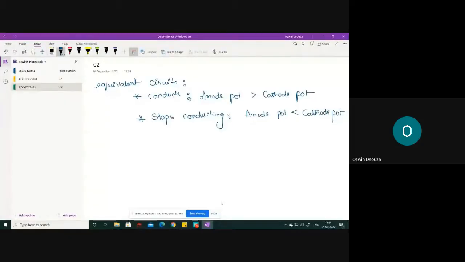What do we mean by anode potential is greater than cathode potential? It simply means that the anode is at a higher potential compared to the cathode. On the other hand, for the non-conducting state, your anode should be at a lower potential compared to the cathode. So the diode has two states, conducting state and non-conducting state. Based on these, you can plot the VI characteristics, right?